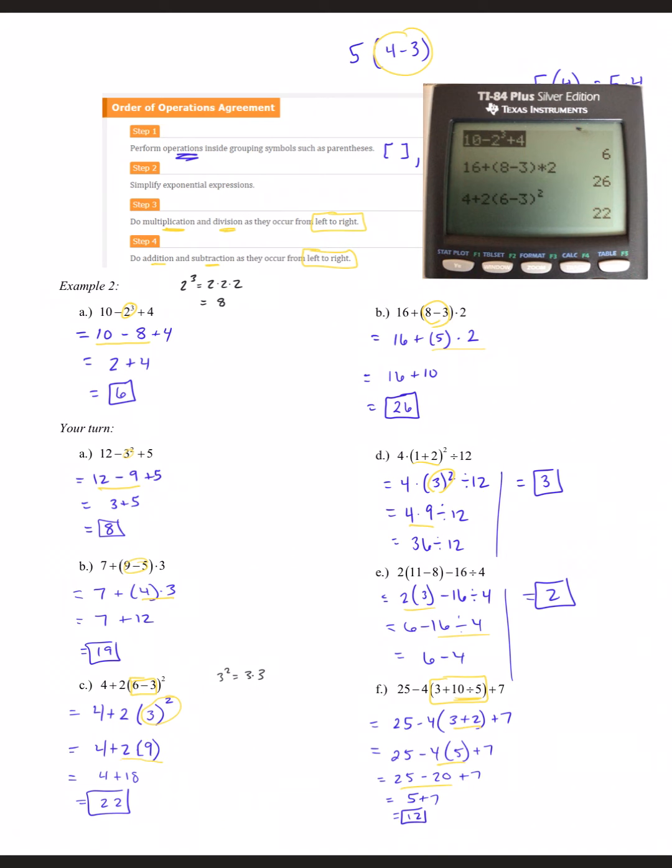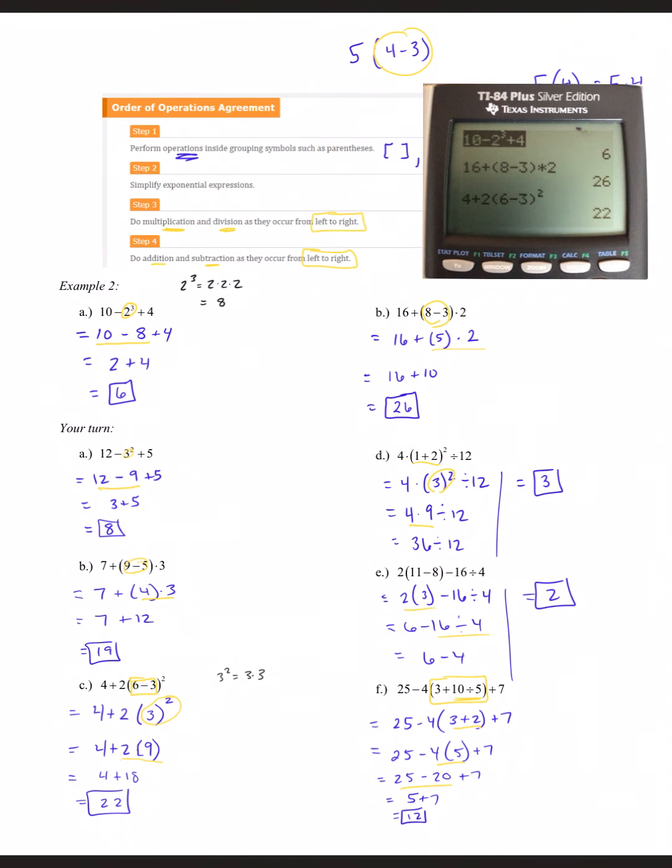Letter D, we have grouping symbols, so we have to simplify that first, but then we have an exponent to simplify, and then working left to right with multiplication division, we end up with a 3. I ran out of room, so I just put a vertical line and moved up here to continue. Letter E, again, grouping, so we simplify, and then working left to right, we have a multiplication, and then we have a division, and then the subtraction of 2.